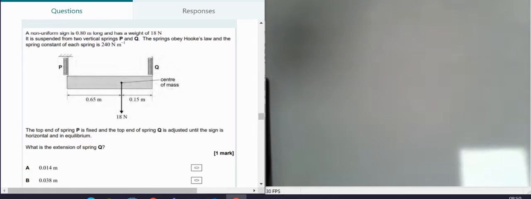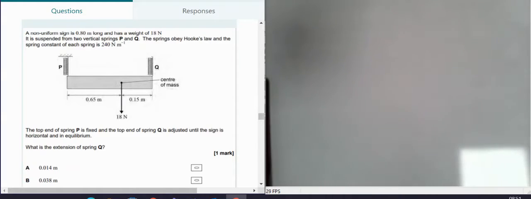So this question is about moments and about Hooke's law. First step is to work out what the moment must be at Q. So what force must Q provide to balance the moments? I'm not interested in what's happening at P.